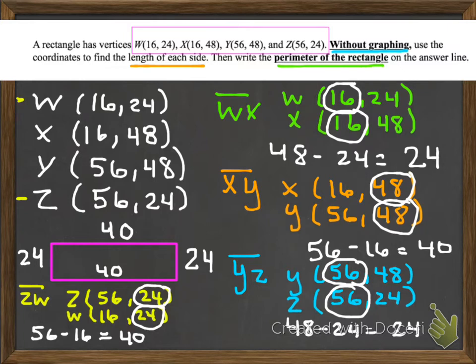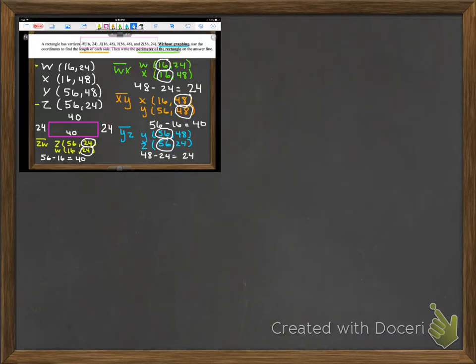Right, so what I've done is I took a screenshot, and we're going to go on to the next slide now so that we can do the last piece of the problem. So now that we've finished with the problem, we have each one of the side lengths. The very last piece of the question says, then write the perimeter of the rectangle on the answer line. So now you need to find the perimeter. Remember, don't be confused after all that work. You don't want to make a mistake.